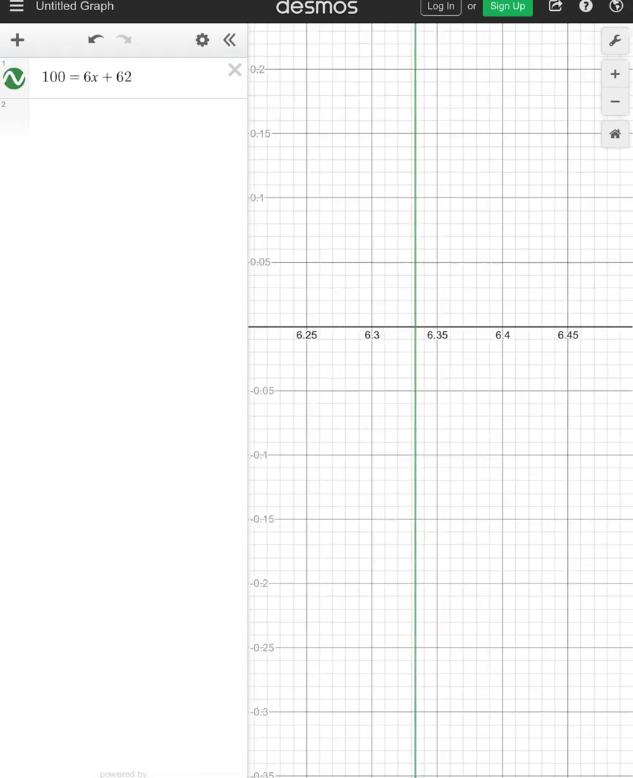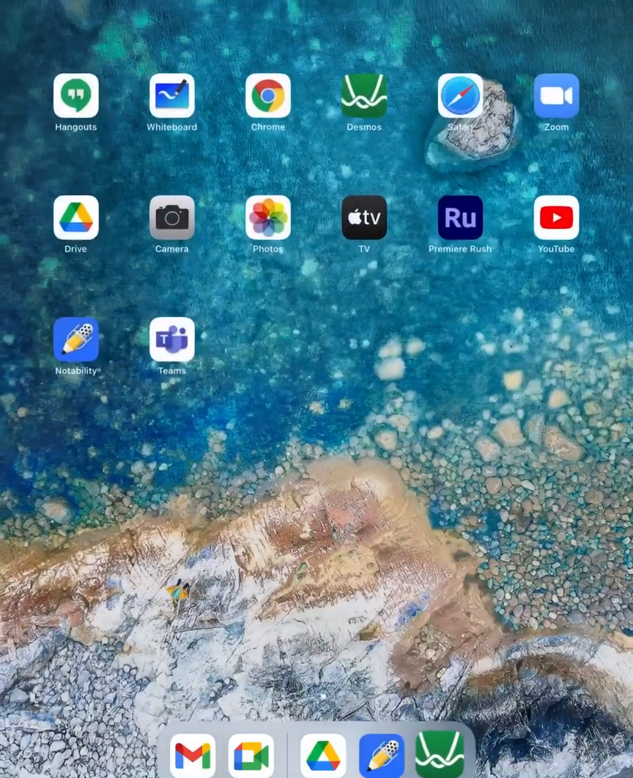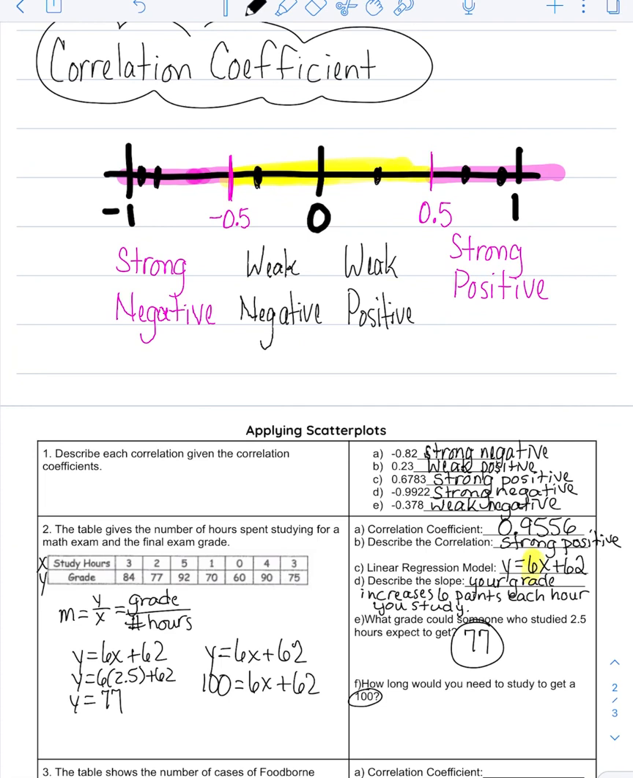And when I do that, I find my solution to be 6.333333, which is 6.3 repeating. What is 1/3 of an hour? You can, of course, write 6.3 repeating hours, or you could say 6 hours and 20 minutes. Either one of those would be correct.